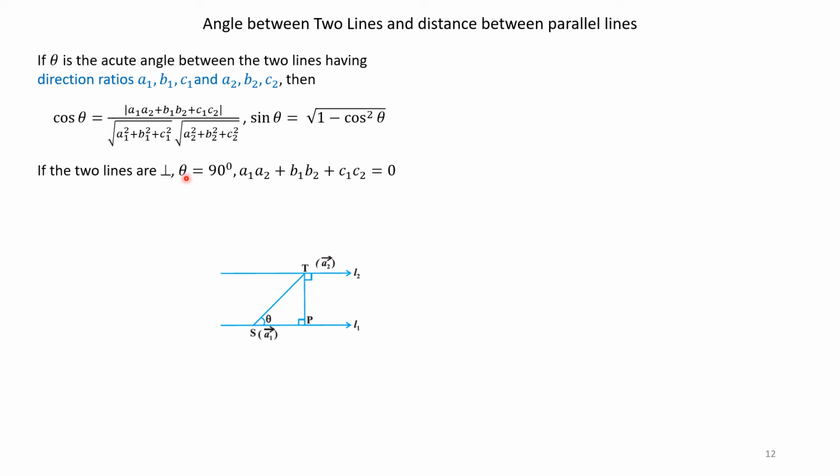If the two lines L1 and L2 are perpendicular to each other, then theta is equal to 90 degrees. Cos 90 we know is 0. Therefore, A1 A2 plus B1 B2 plus C1 C2 is equal to 0. If the two lines are parallel, theta equals 0. Therefore, cos 0 is 1. Therefore, A1 by A2 is equal to B1 by B2 is equal to C1 by C2.